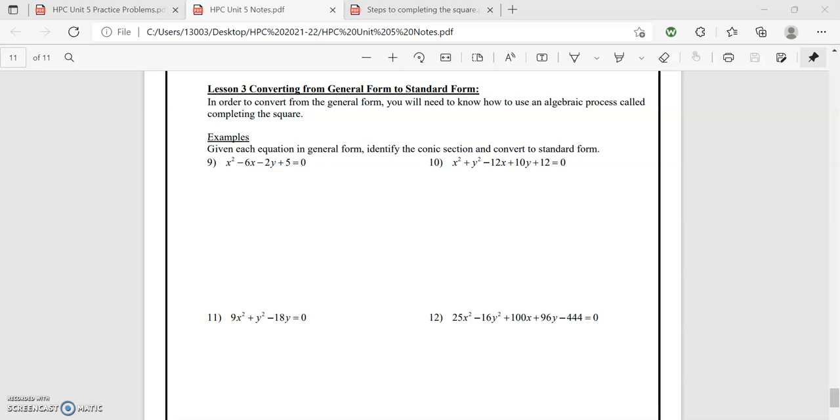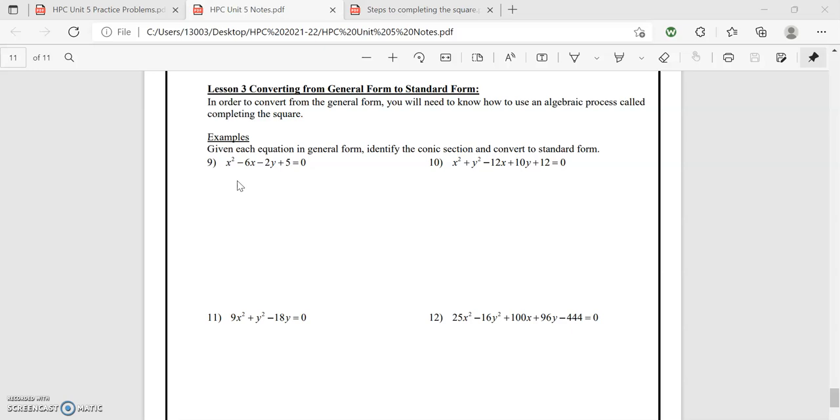All right, in this video, I'm starting by getting into lesson 3 of unit 5. Basically, all lesson 3 is in this unit is simply converting from one form to another. As you look at the examples here, 9 through 12, you can see that it's really what we started with in lesson 1 of unit 5. These are what we call the general form equations, and we have been able to use these to identify what type of conic we're working with.